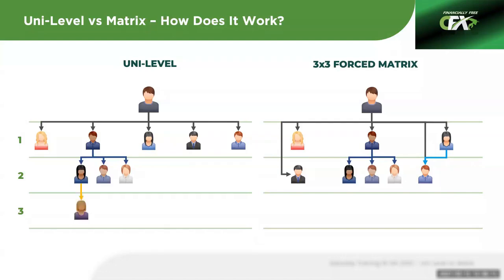Now, let's assume for a moment then that this person introduces a lady. We'll call her Blondie because she's got blonde hair. So where does Blondie go? Well, because Blondie is personal to this person here, that's where she's going to go in the matrix. Okay. So if you look at Bill's structure over here, Bill's on your level 1. He has 3 people on your level 2 in the uni level and 1 person on your level 3 in the uni level.